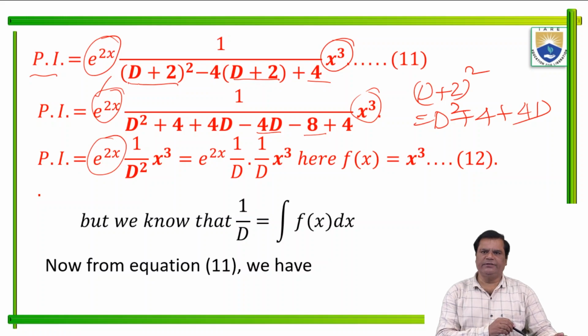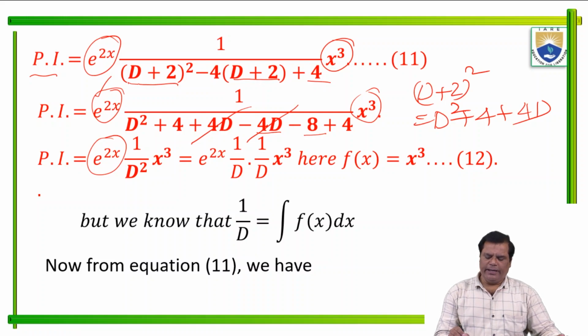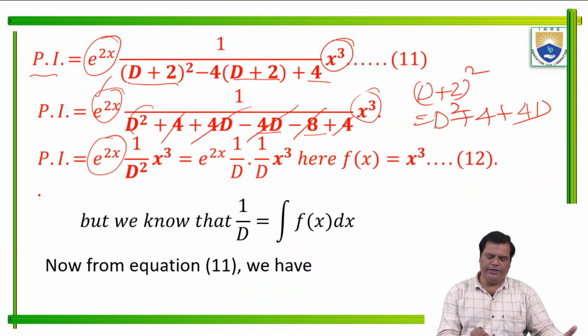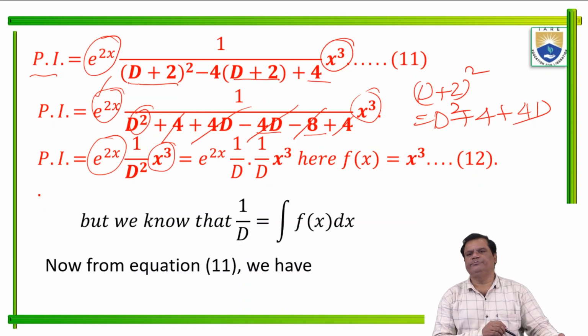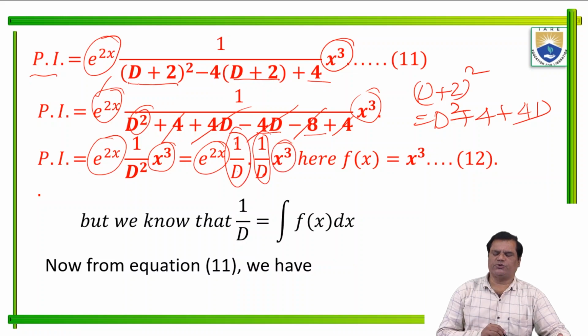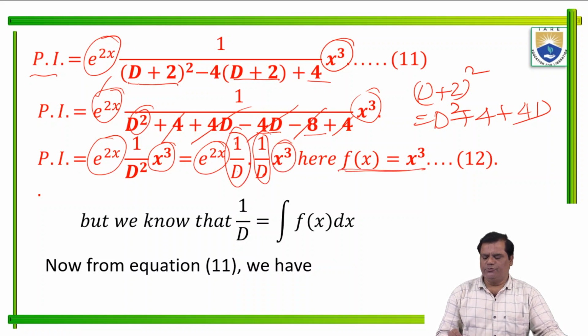This is the exponential function. Now here 4D is cancelled. And 4 plus 4 is 8, which is cancelled by minus 8. Now what is the remaining term? The remaining term is only D square. So we get 1 upon D square into x cube, with e to the power 2x. 1 upon D square means 1 upon D into 1 upon D. So 1 upon D into 1 upon D of x cube. Here f(x) equals x cube. The function x cube is given in equation 12.